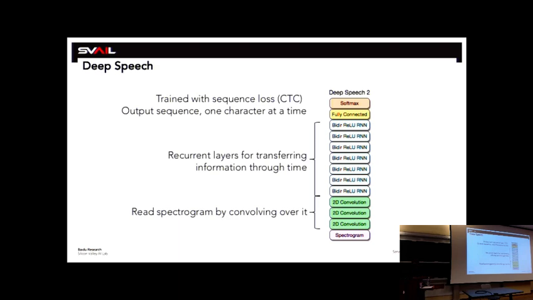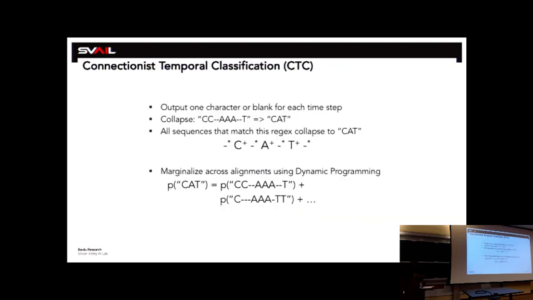So this model is trained with a single loss function called connectionist temporal classification, which is often abbreviated as CTC. As a quick show of hands, can I see how many people know CTC or have heard of CTC before? Okay, so I'll give a quick overview of CTC also.